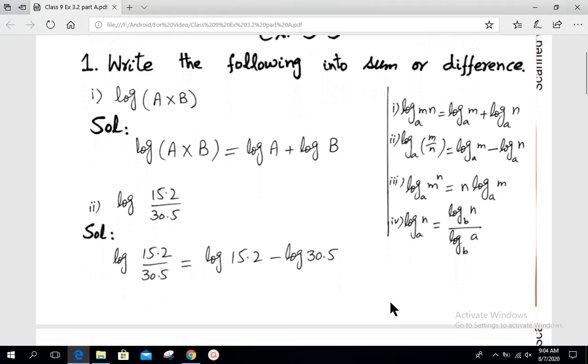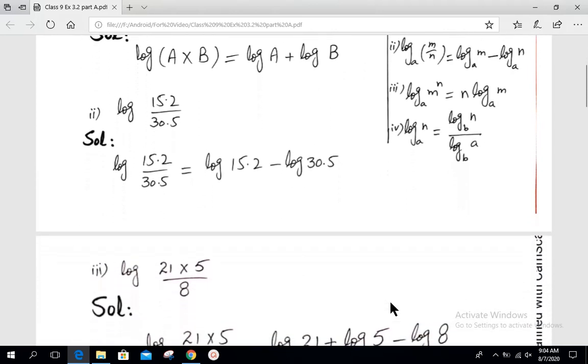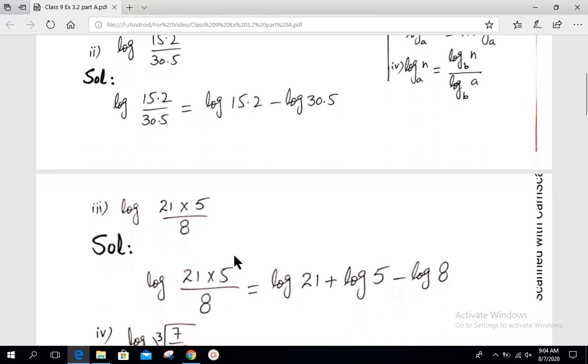Moving to the next part, part number 3. The value is log of 21 multiplied by 5 whole over 8. Viewer, at the place of numerator, this is the multiplication, will be converted into plus by using first law of logarithm, whereas the denominator will be written like sign minus by using the second law of logarithm. So log 21 multiplied by 5 whole over 8 can be written as log of 21 plus log of 5 minus log of 8. And these are the kind of questions that may come inside your objective papers.